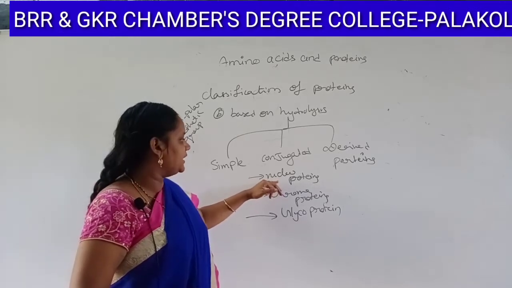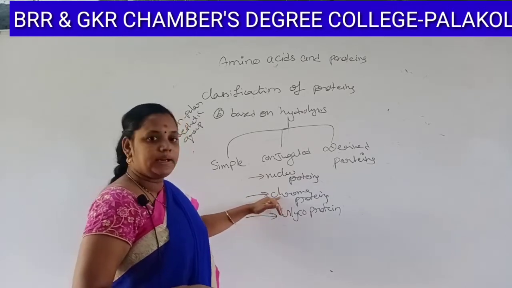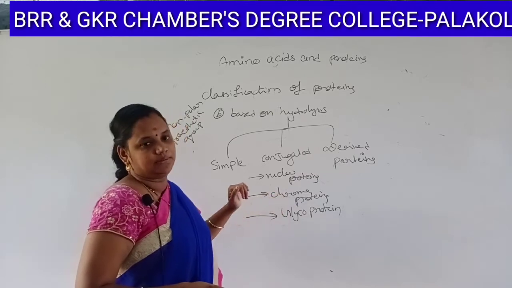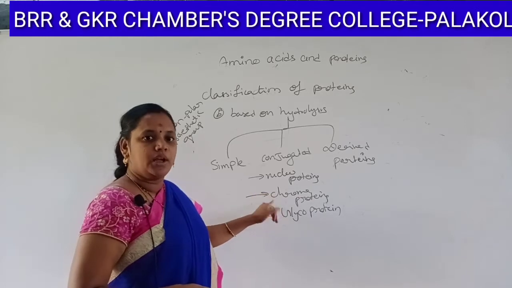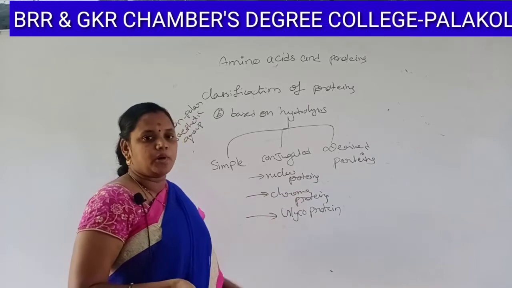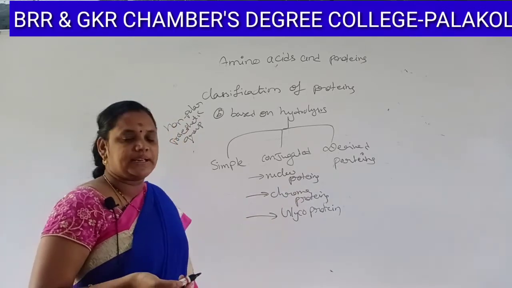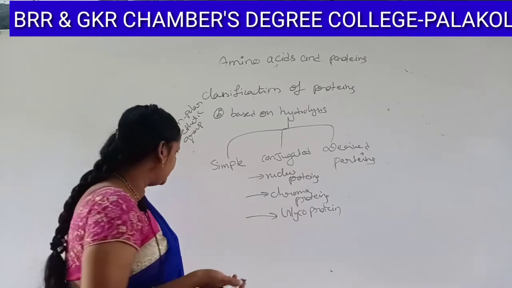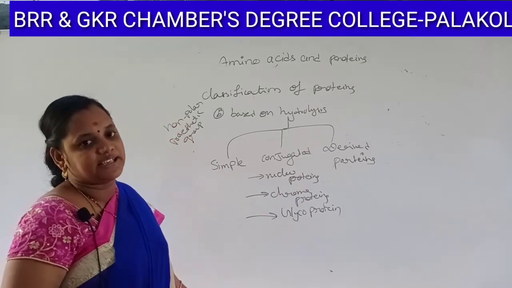So here the prosthetic group is nucleic acid. Next, chromoproteins. Here they are obtained by the combination of chlorophyll and hemoglobin. Hemoglobin is a globular protein and combined with chlorophyll gives chromoproteins. Glycoproteins are the constituents of our saliva, saliva from any living organisms. So in this way the second classification of proteins has been done.